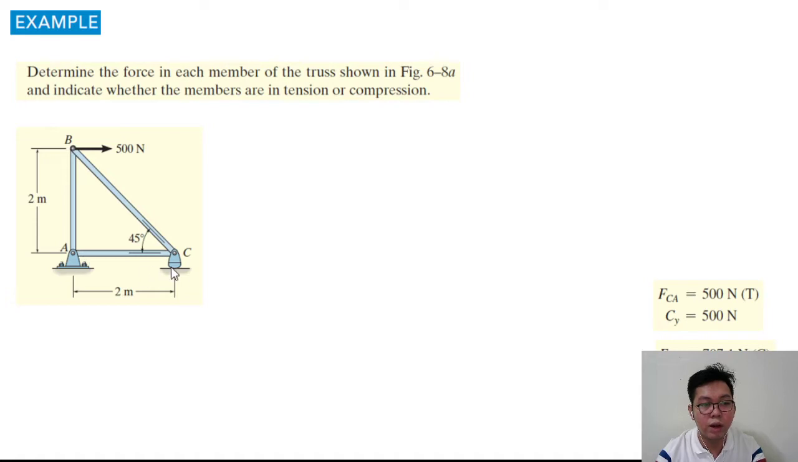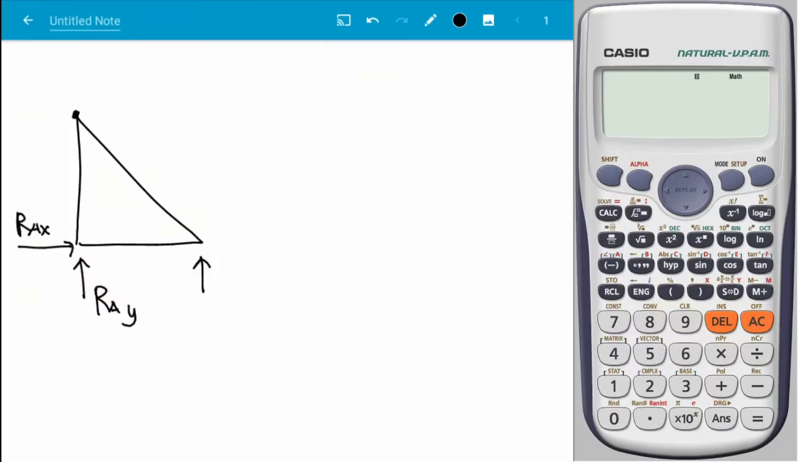Itong C, tingnan nyo, you can actually move this sideways. Kung wala tong A ba, you can actually move this sideways yung C. And then it will move kasi hindi yan naka-bolt dito sa floor. Okay, so you can move this actually. So, ang nire-resist lang nito is actually vertical force. So, hindi yan naka-resist ng horizontal force. Okay? So, anyway, balik tayo dito. So, tawagin ko tong RC. Yan, RC. So, this is B. This is A. And then this is C. We have 45 degrees. Okay, so 2 m. Tama, no? 2 m and then 2 m.